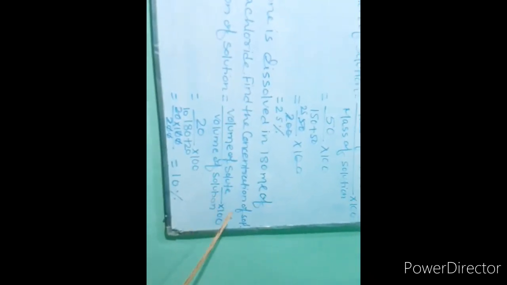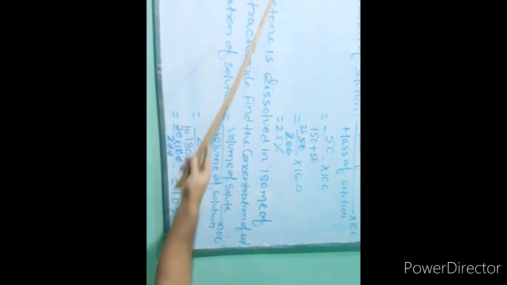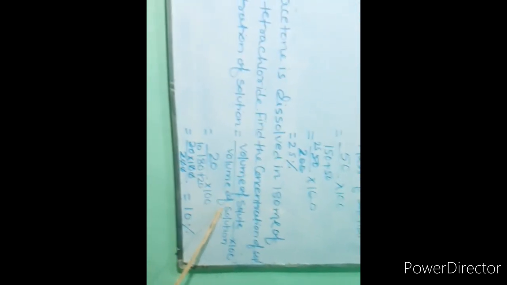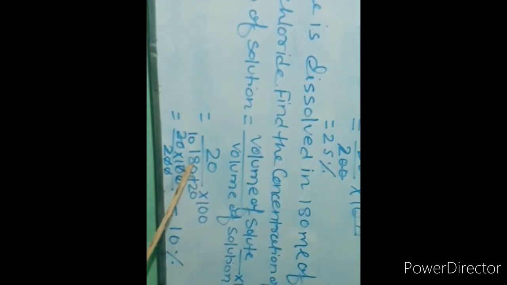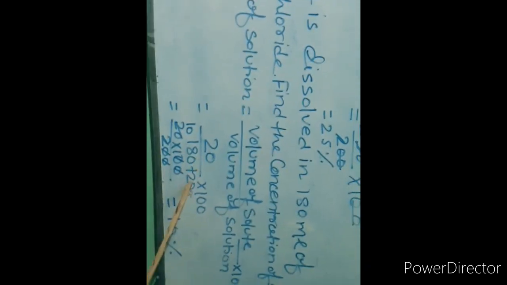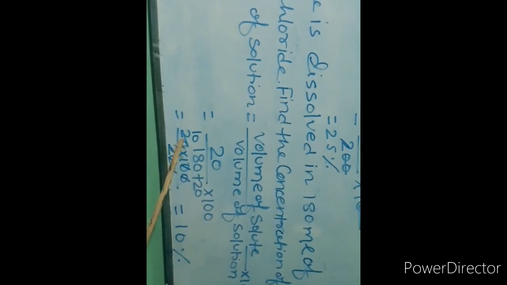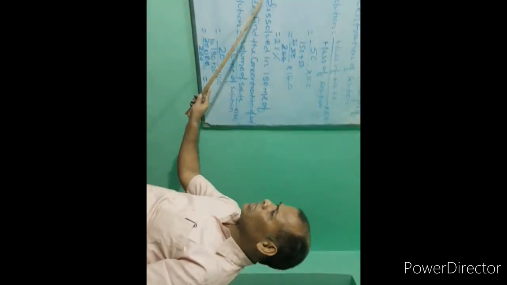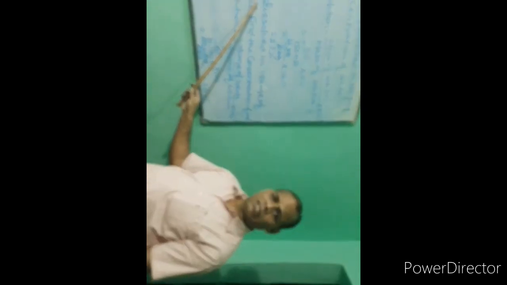So concentration of solution equals volume of solute by volume of solution into 100. We have 20 milliliter volume of solute, put the value of 20 here, by volume of solution. As we have discussed, solution equals solvent plus solute, 180 plus 20, into 100. So after solving, it comes to 10%. It means the concentration of solution is 10%.